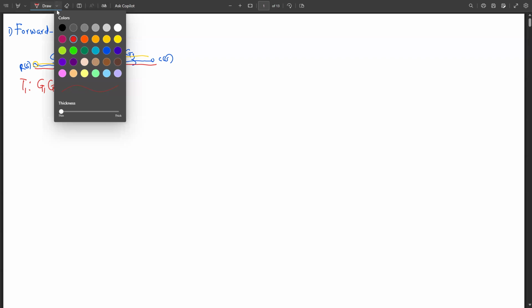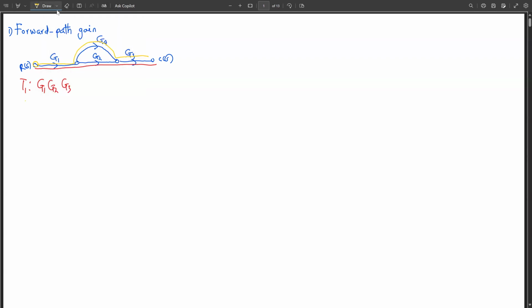And then the forward path gain for the yellow forward path is going to be G1, G4, and G3. And mind you, they should always be following the signal flow, right?